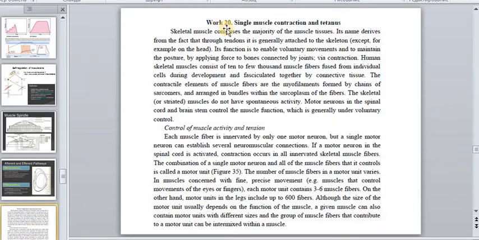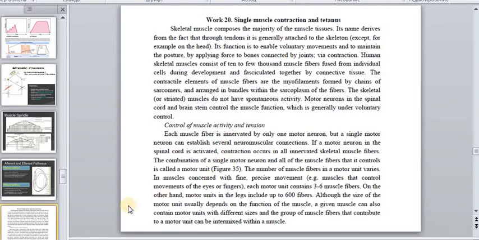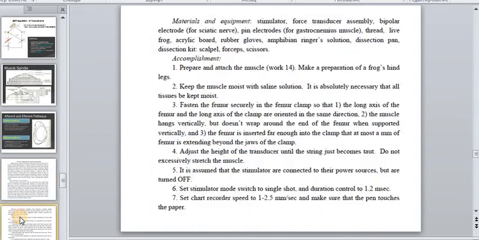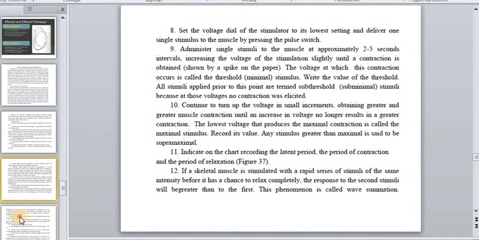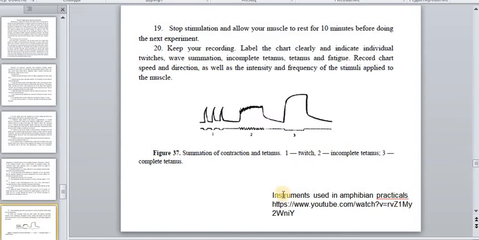It is practical work 20: single muscle contraction and tetanus. You can read the text description in our practice book on page 74. I also leave a link to the video that describes the tools for this lab work. Thanks to the YouTube channels which can help us in this. Let's watch the video of the lab work about twitch, incomplete tetanus and complete tetanus.